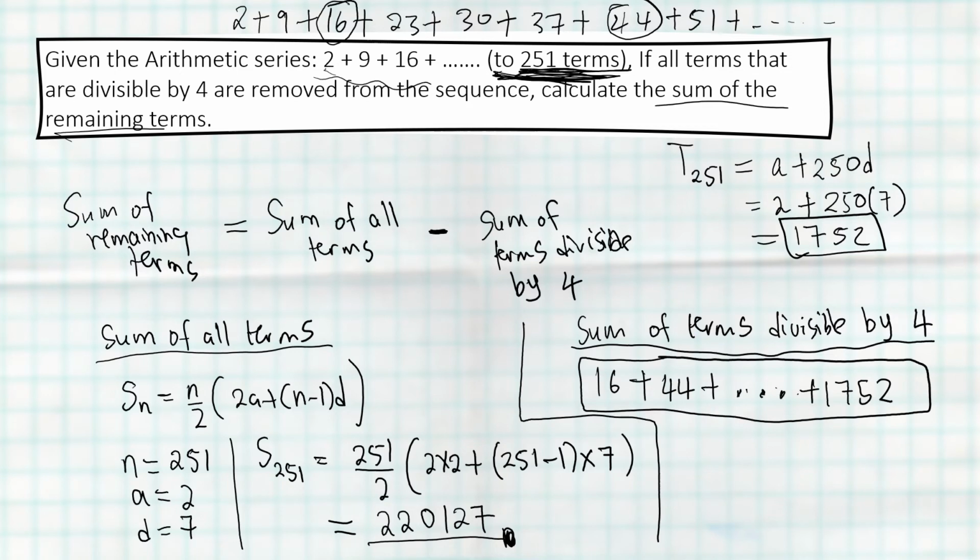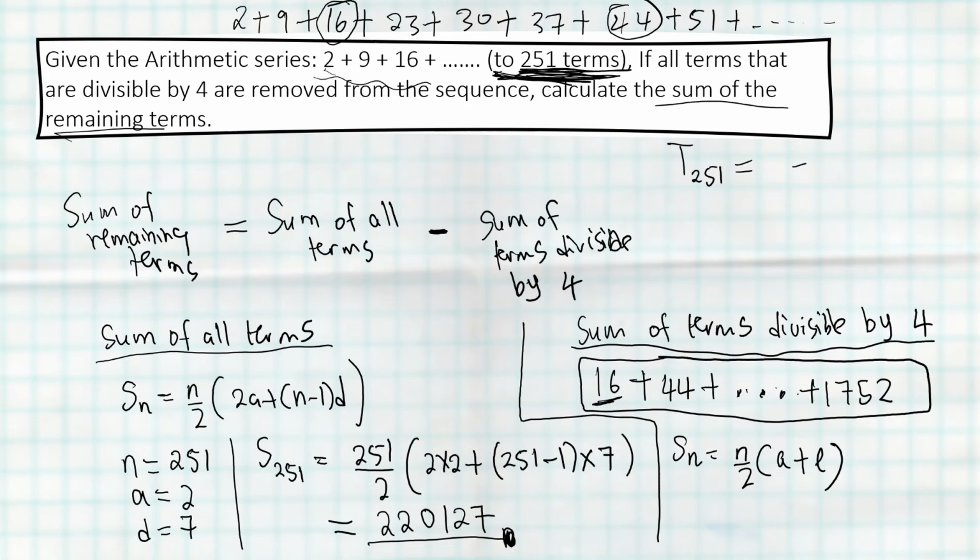That are divisible by 4. Okay, so now we can go and calculate the sum, right? The formula for sum is Sn equals n over 2, a plus the last term, because we have the last term there. But we don't know the number of terms. How many terms are we adding from 16, 44, like that, up until 1752? So let's go and calculate the number of terms.